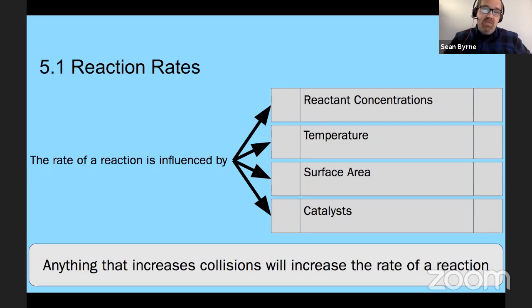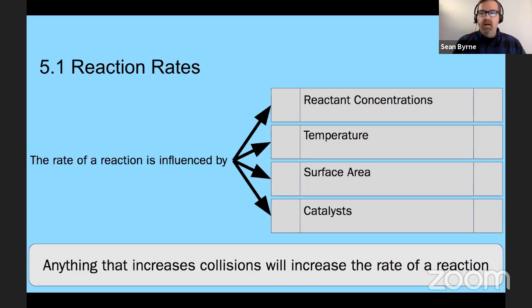But what I'd like you to do just for today is to think, if any of these things are able to increase collisions, they will increase the rate of a reaction. If the molecules of the reactants can collide with one another more often or more strongly, then we are going to have a faster rate. And the inverse is also true. If you have fewer collisions or weaker collisions, then that's going to cause the rate of the reaction to go down.